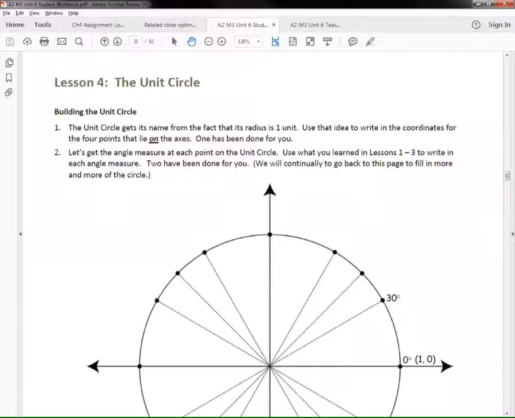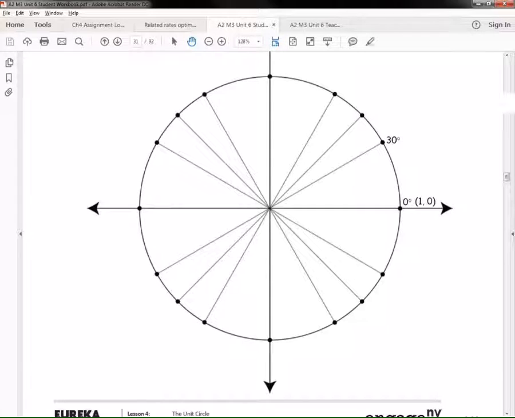This is your intro to the unit circle. Now there's two directions that it gave you. The first one was to write the coordinates at the 4 points that lie on the x-axis. The second direction said to label all the angles. Okay, so this is what we got.